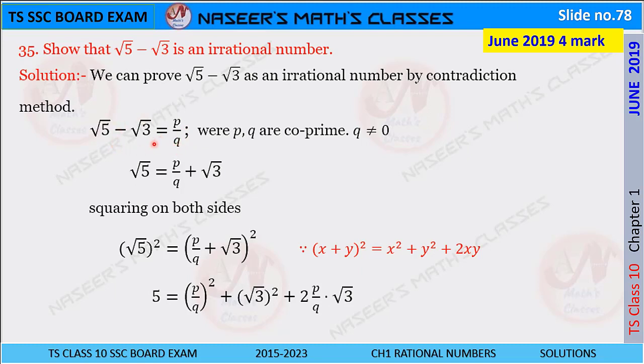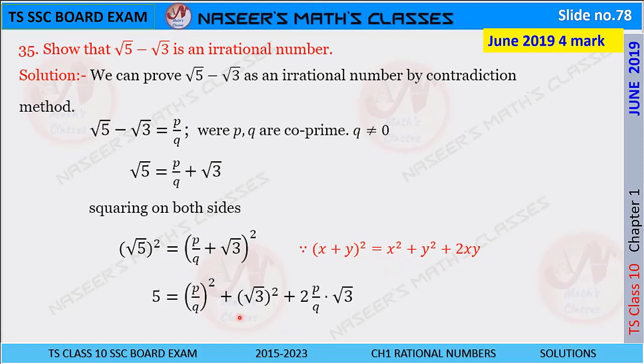Next we transpose minus root 3 from LHS to RHS. Then we can write it as root 5 is equal to p by q plus root 3. Next we square both sides, then we can write it as root 5 whole square is equal to p by q plus root 3 whole square. On LHS we can cancel root and square, then we get 5. On RHS, p by q plus root 3 whole square is in the form of x plus y whole square, which is equal to x square plus y square plus 2xy.